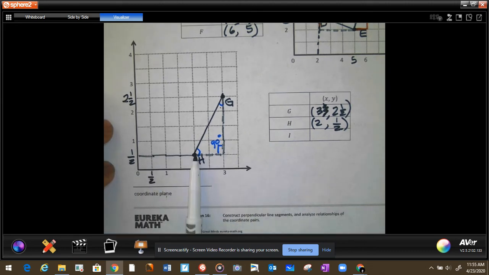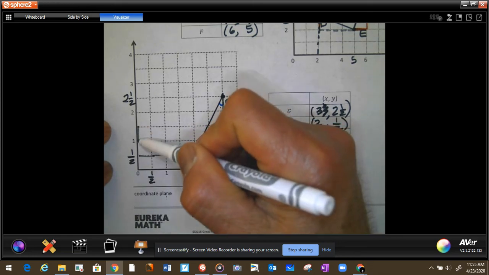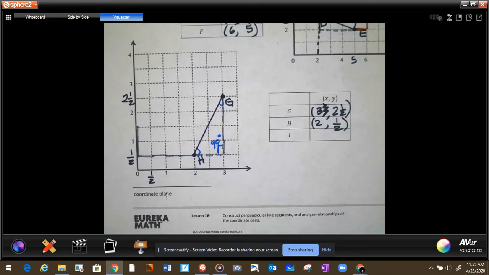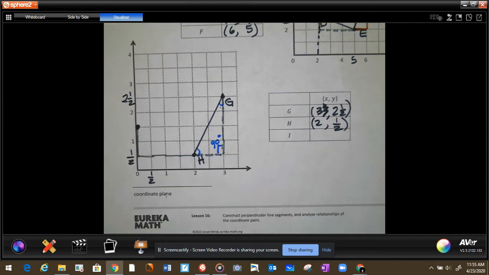And the height now is going to be the length. So the length is 2. So we're going to do 1, 2. There you go. So there is our triangle. There is our dot for the perpendicular line. And it's right on the y-axis.